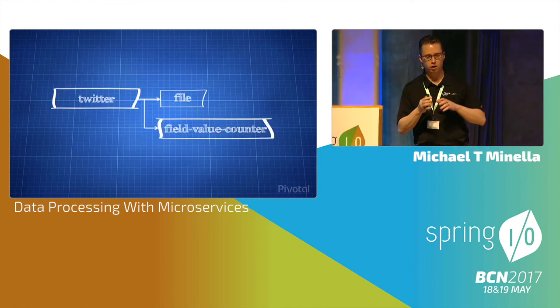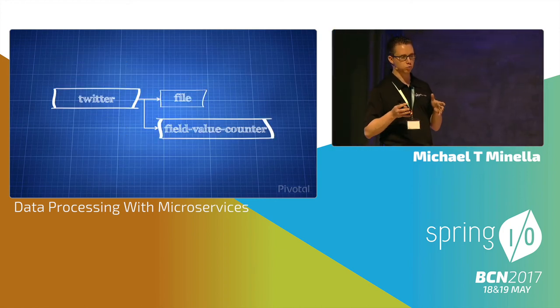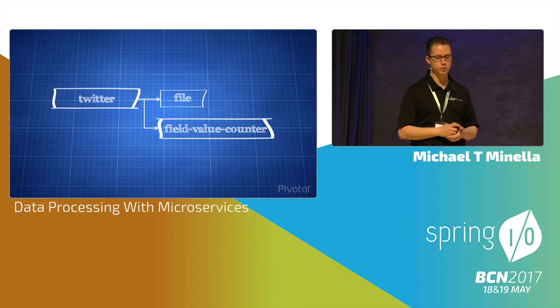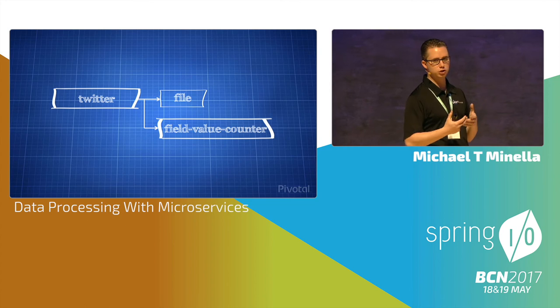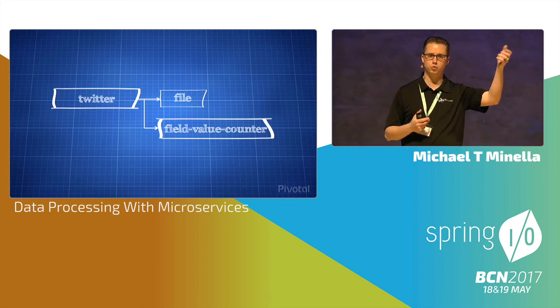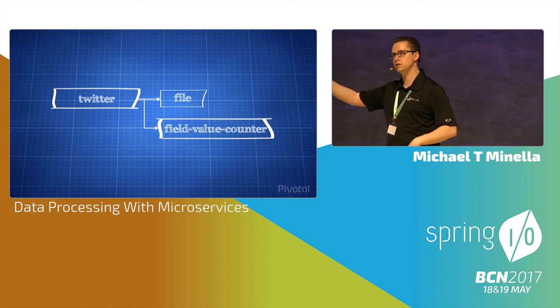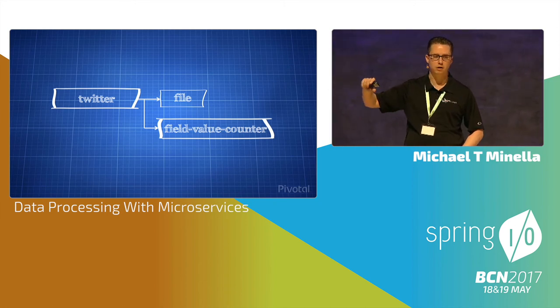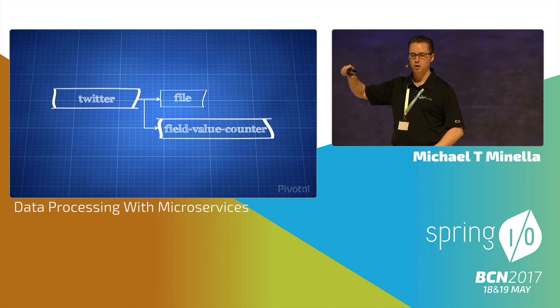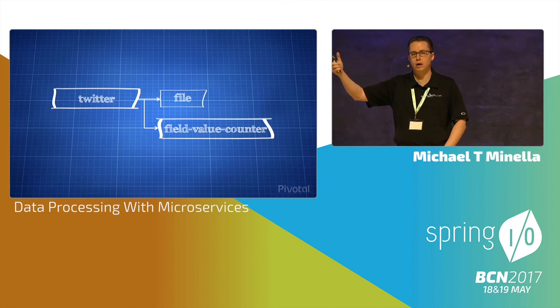If we look at an example of how this looks from an actual stream perspective, let's take a look at this stream. So I'm going to do some ingestion of Twitter data. I've got a Twitter source. I'll ingest it to a file, so I'll just write it out to a file. And then I'll do a wiretap, and I'll also send those values to a key value counter. And we'll essentially count hashtags.